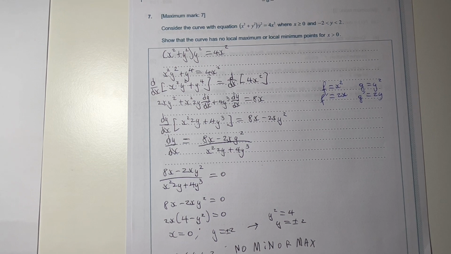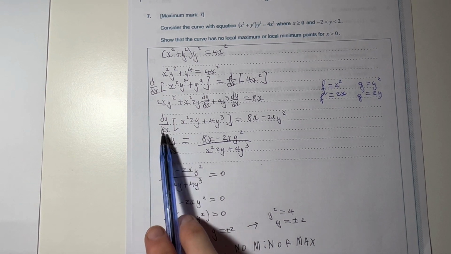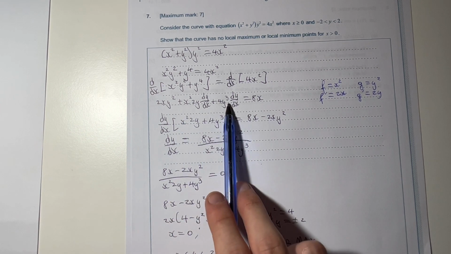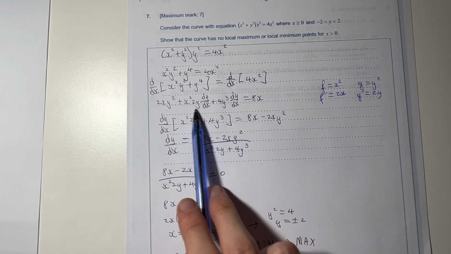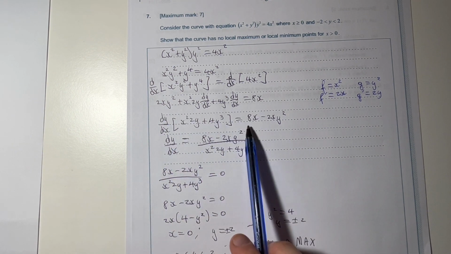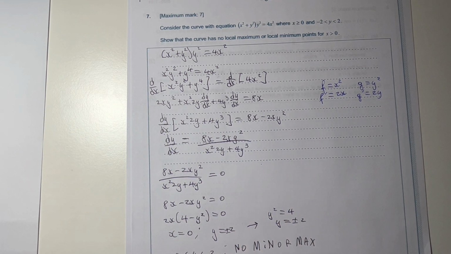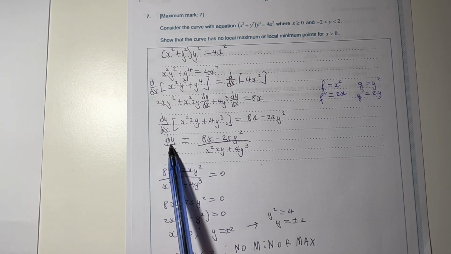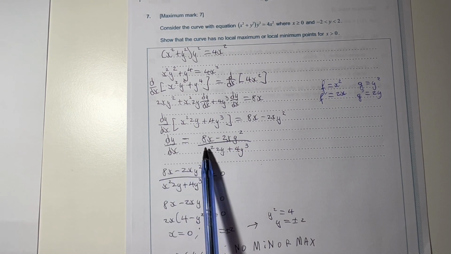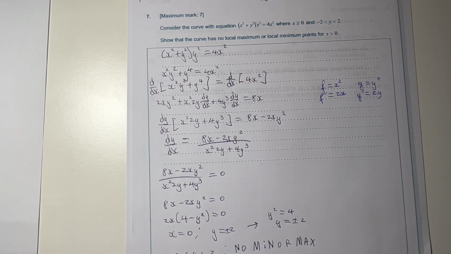Now I'm going to try and solve for dy/dx to be on its own. What I'm going to do here is write dy/dx times the terms that actually have dy/dx on them. In this case, it's x squared 2y plus 4y cubed. And I'm going to bring this one over to the other side to make it 8x minus 2x y squared. Here I can simply solve for dy/dx by dividing both sides by this expression here, which then gives us 8x minus 2x y squared over x squared 2y plus 4y cubed.